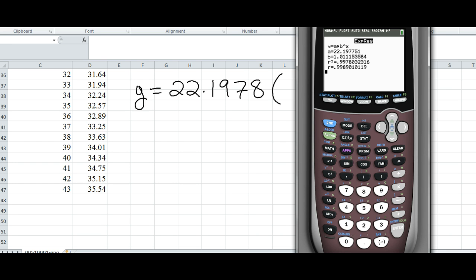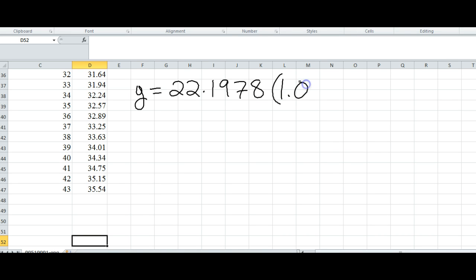A, and then we put the b in brackets, 1.0112, 1.0112 to the x. Okay, so that's our exponent. That's what we get as a result of doing an exponential regression.